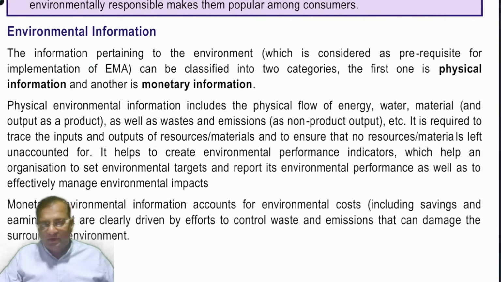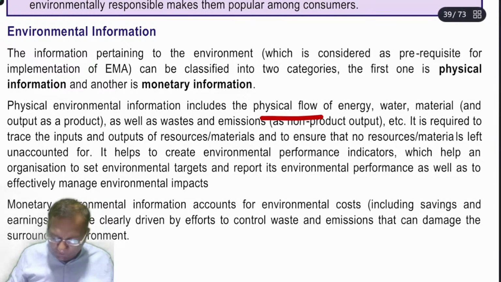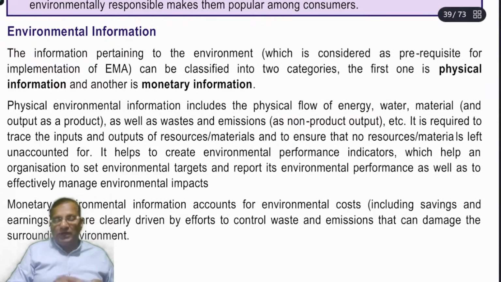So it is a simple point, beta: the physical flow of your volume and quantity, you have to tell that, along with the output, along with the recycled material, along with the treatment of waste, etc.